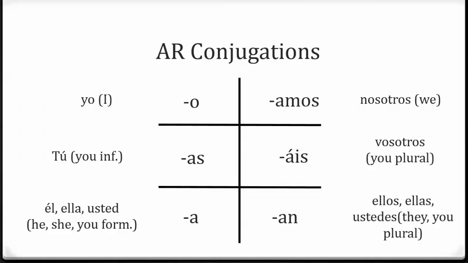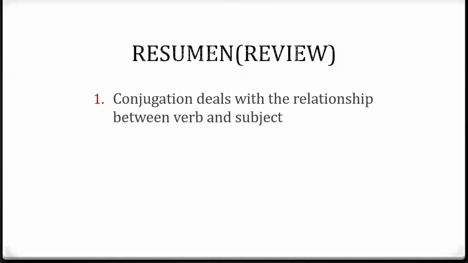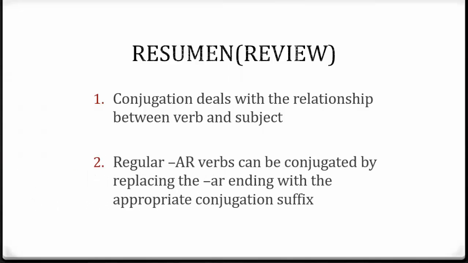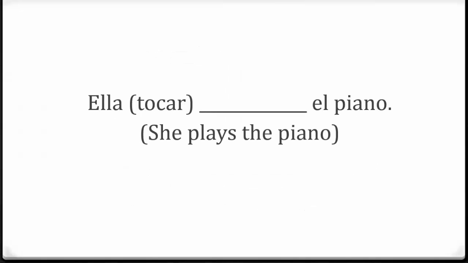Alright. There's a lot of new information for you to take in, so let's do a recap of some of the important concepts. Conjugation is changing the form of the verb according to the context of the sentence. All regular AR verbs in Spanish will take a standard set of suffixes in their conjugated forms. Okay, let's work through some questions together.